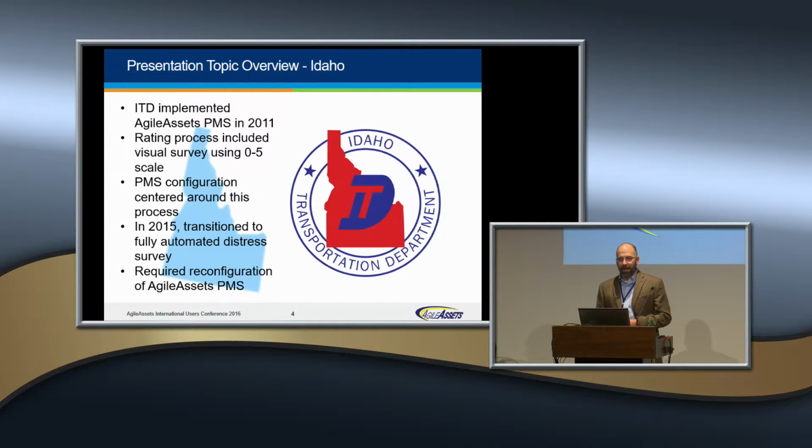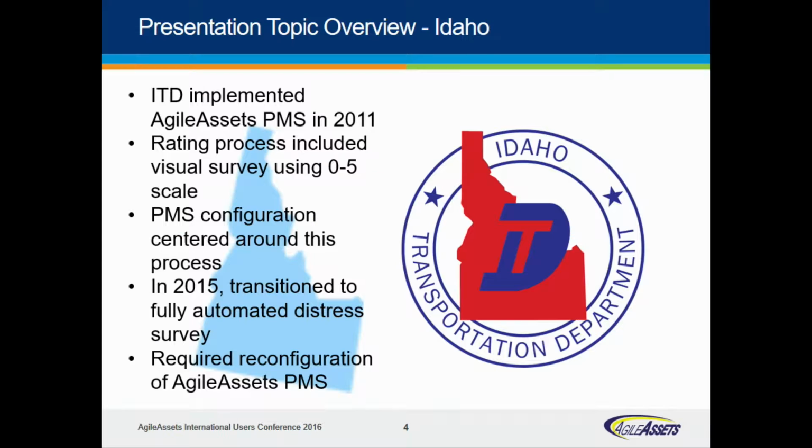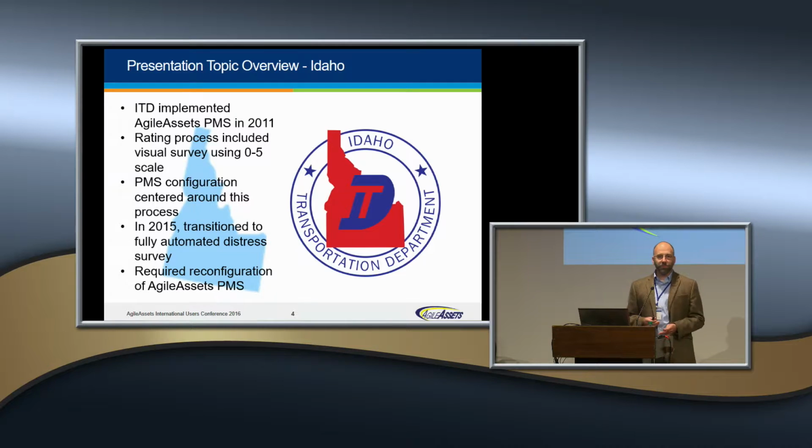We'll start with the state of Idaho. They've been implementing AgileAssets Pavement Analyst since 2011. Their rating process was very simplistic. It was essentially a 0 to 5 scale, 5 is the best and 0 is the worst. It was truly just drive the roads at high speed, get to the end, give it a number, and move on. At the time, they were also looking for engineering configuration of that software.